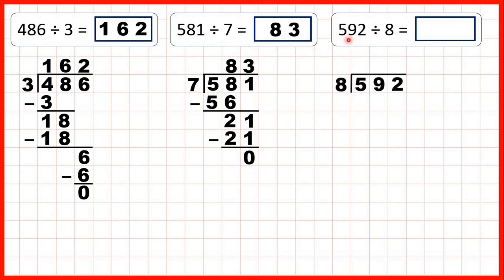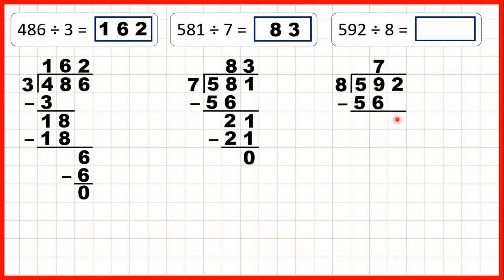Now we have 592 divided by 8. Again, the first digit is less than the divisor, so we can take the first 2 digits together. We need to think of a number in the 8 times table which is as close to 59 as possible, but not more than 59. That's 56, and because 7 times 8 is 56, we write 7 in our answer line.